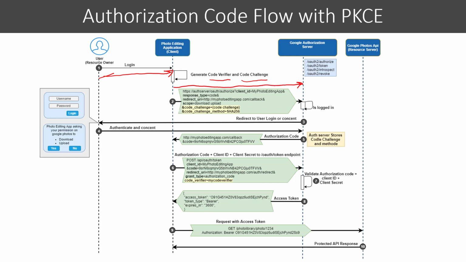Once the code verifier and code challenge are generated, the client application redirects to the authorization server's authorize endpoint and sends various parameters in the request. You can see it is sending client ID, response type, redirect URI and scope. These parameters are the same as in the authorization code flow. But in addition, it sends two parameters, that is code challenge and code challenge method. We send the code challenge we generated, and the code challenge method as SHA-256.